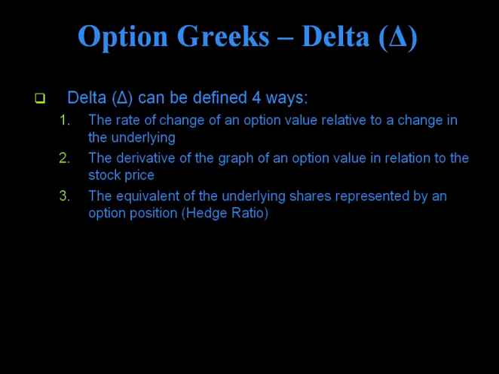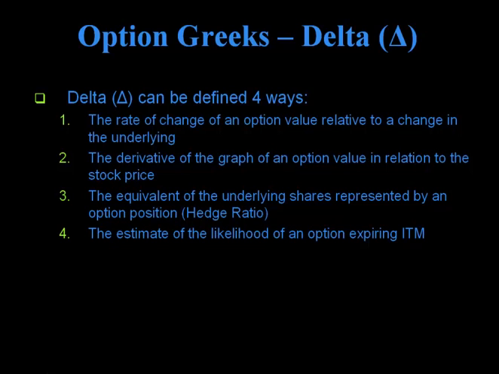Another way that delta can be defined is the equivalent of the underlying shares represented by an option position. This is kind of known as the hedge ratio. That's a very important use of delta, and it's going to be part of your repertoire as you start learning more about trade adjustments later on in other educational videos. And then the estimate of the likelihood of an option expiring in the money is the final and fourth use of delta. So why don't we take a look at each one of these in a little bit more detail.